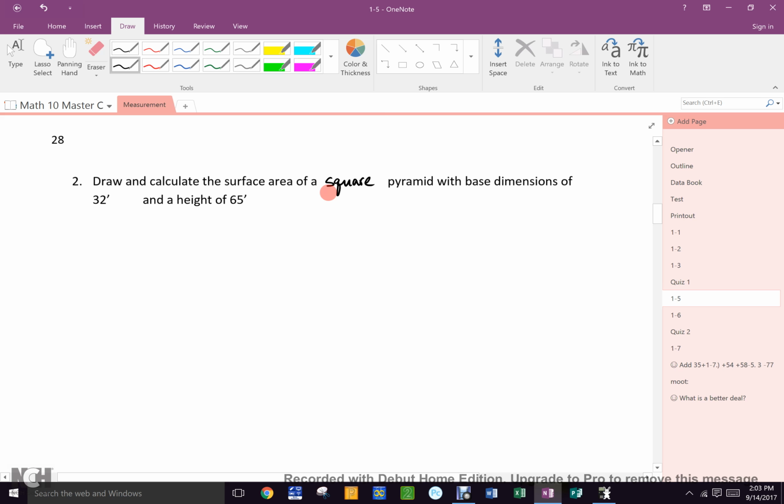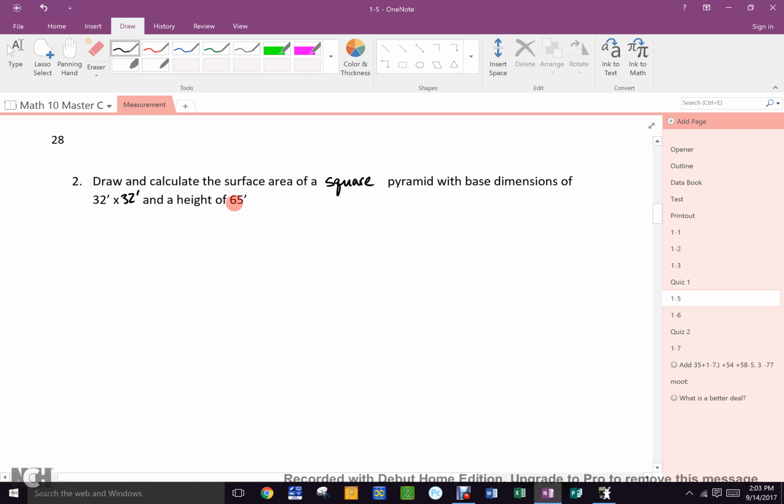I'm getting to that. It has a base dimension of 32 feet square. That's supposed to say 32 by 32, because it's a square pyramid. Okay? And it's got a height of 65 feet.